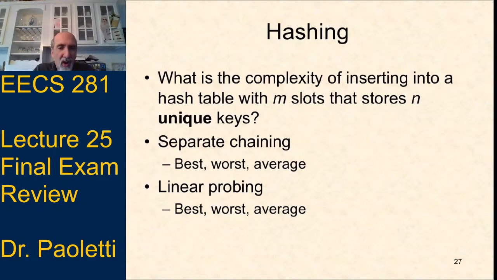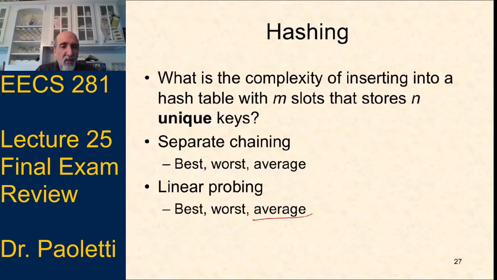So it says here, what's our complexity for inserting into a hash table with M slots that stores N unique keys. We want the best, worst, and average for separate chaining, and then for linear probing, we want the best, worst, and average. Now this one is the hard one. This one you really need to go back to the slides, and I wouldn't put this one on the exam, because we told you when we did the lecture on hashing that we didn't want to do that one. So let's do the 5 that we can do.